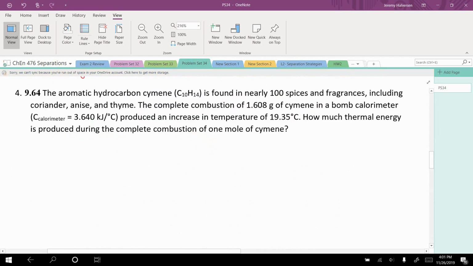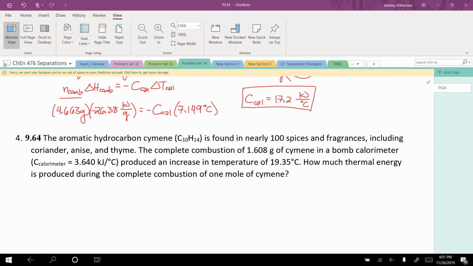This one's pretty short. The aromatic hydrocarbon cymene is found in nearly 100 spices and fragrances, including coriander, anise, I think it's anise, and thyme. The complete combustion of this much cymene in a bomb calorimeter, they give you the C of the calorimeter, produces an increase in temperature of 19.35 degrees. How much thermal energy is produced during the combustion of 1 mole of cymene?